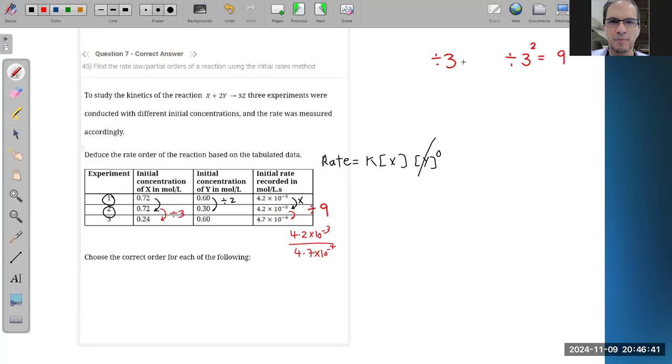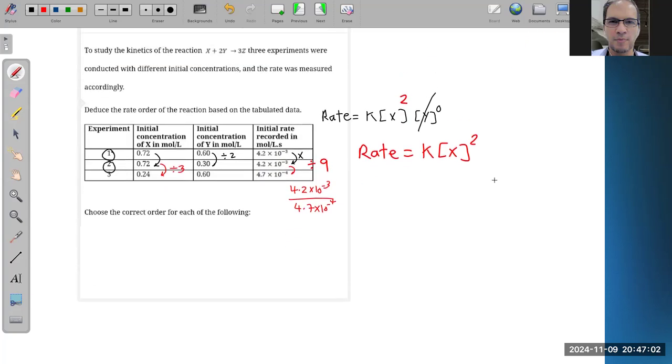So what happened to the effect? نفس الeffect اللي انا عملته هنا, I have squared it. Instead of dividing by 3, I divided by 3 to the power of 2, which is dividing by 9. So it is second order for x and 0 order for y. So when I write the equation, I will not even write y. It's k times x squared, and I will not mention y. Okay.